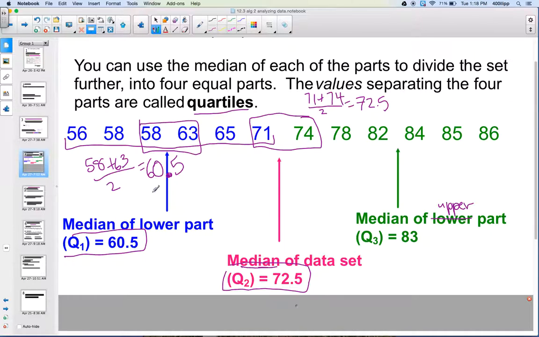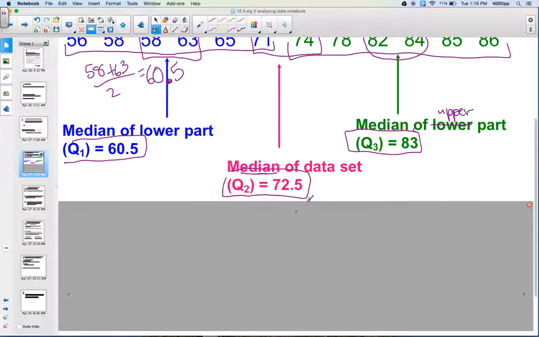Quartile 1 is 60.5. And the median of the upper part, we're going to take all these green numbers here, find the middle. So again, we're going to have to find the average of 82 and 84. That one should be kind of common sense for us. The middle of 82 and 84 is 83. That's right in the middle. So that is quartile 3. So we're doing this in order to make our own box and whisker plot.